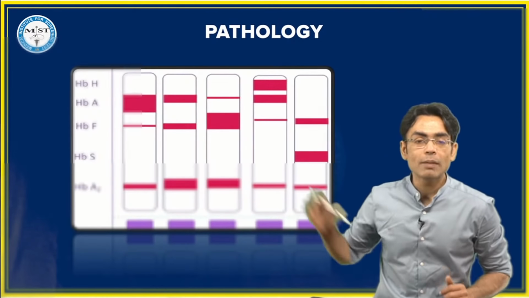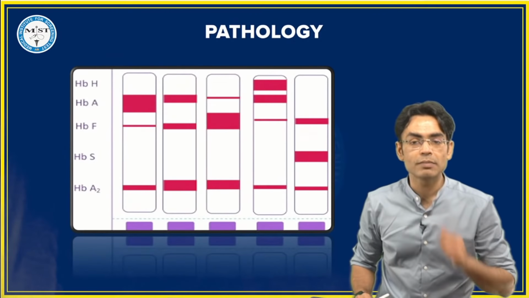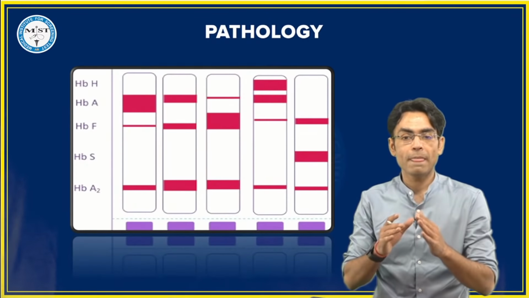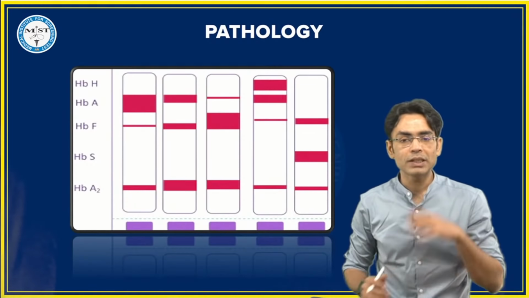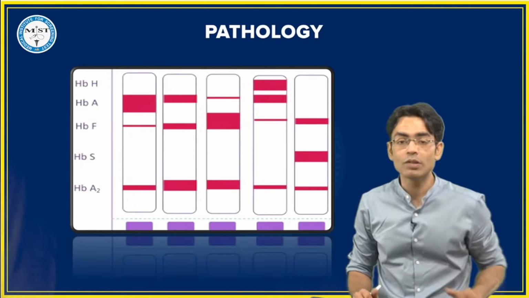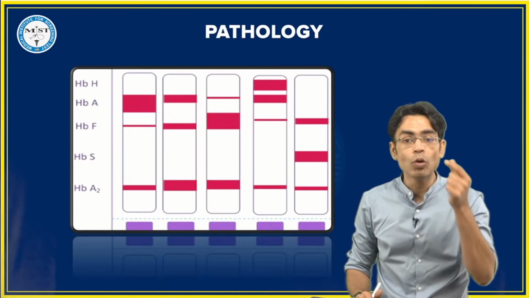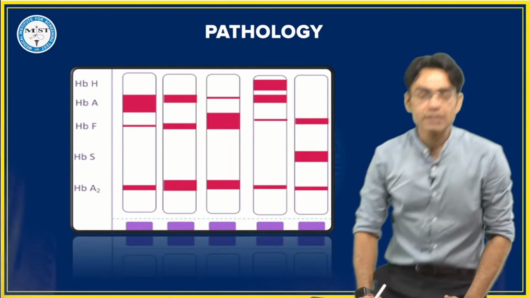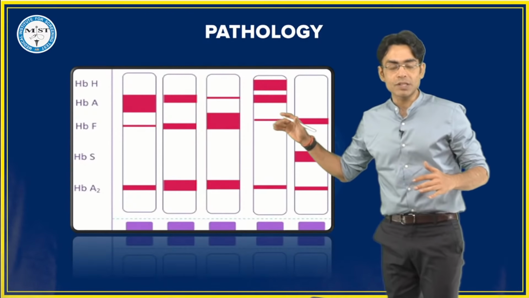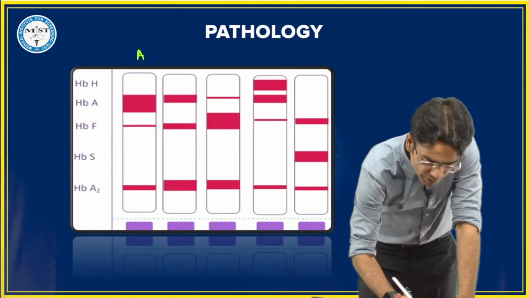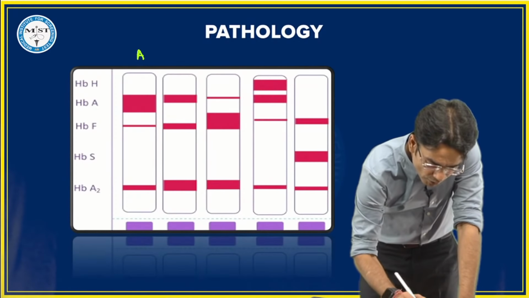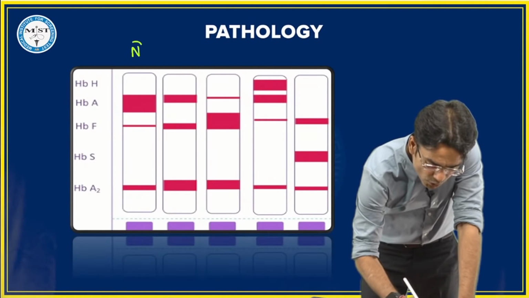Chalo, let's talk about this HB electrophoresis image. Look beta, this might not come directly, but they might ask you the hemoglobin present in different diseases. This is a plate for hemoglobin electrophoresis, and we have different patients. This one, for reference, I am telling you, is your normal one.